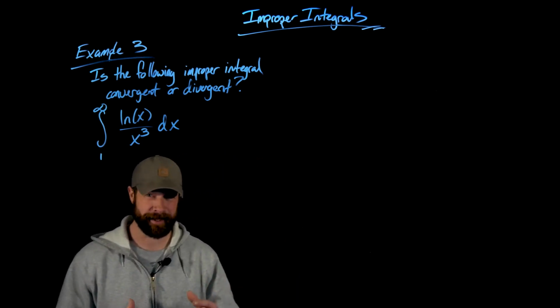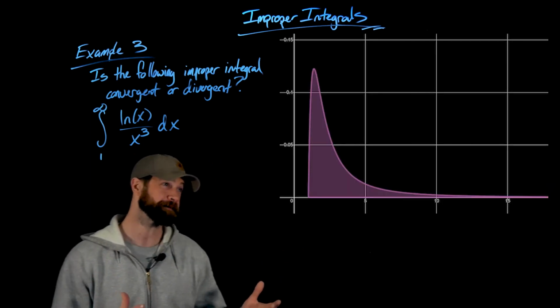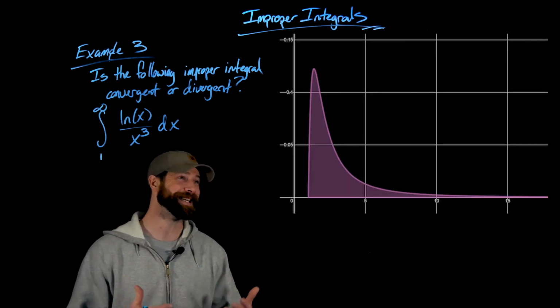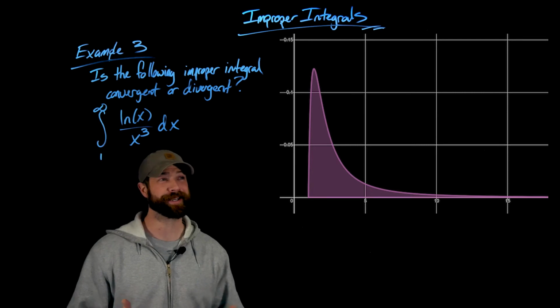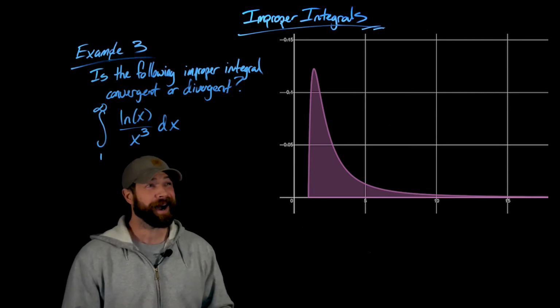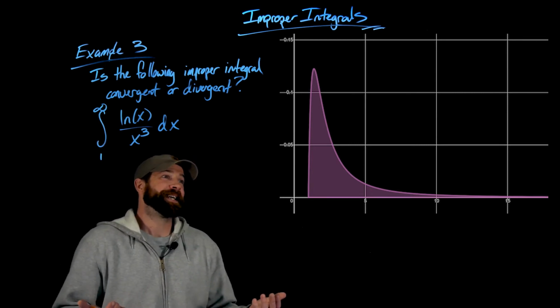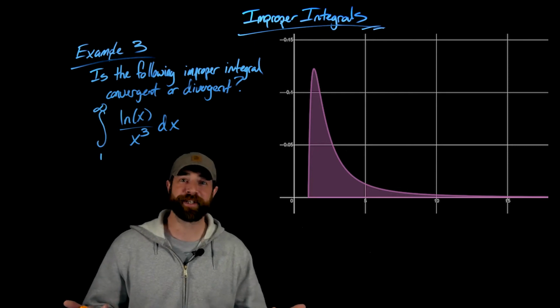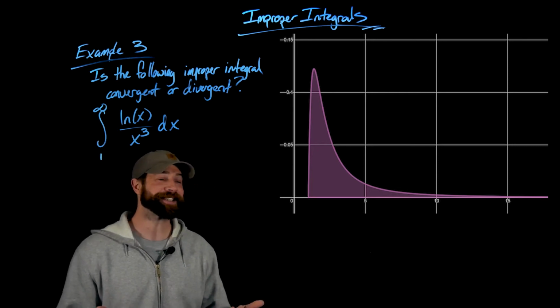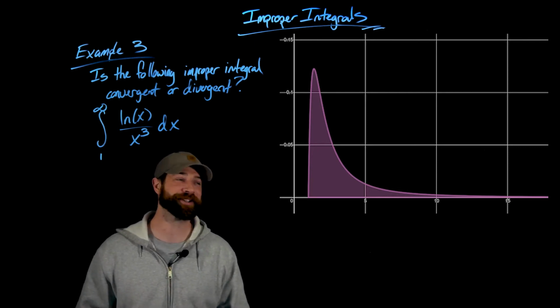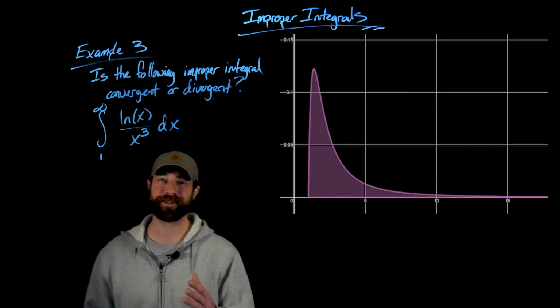And just for fun again, I want to look at the graph of this function just to see if I get an idea of whether it is convergent or divergent. And I would say, looking at it, it looks like it's possibly convergent. It doesn't look ridiculous. It's going to 0 as x goes to infinity. But let's now do the work.